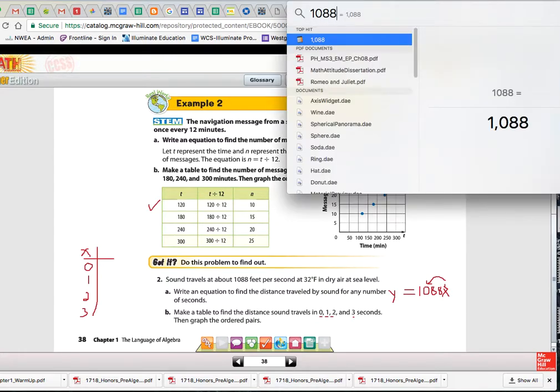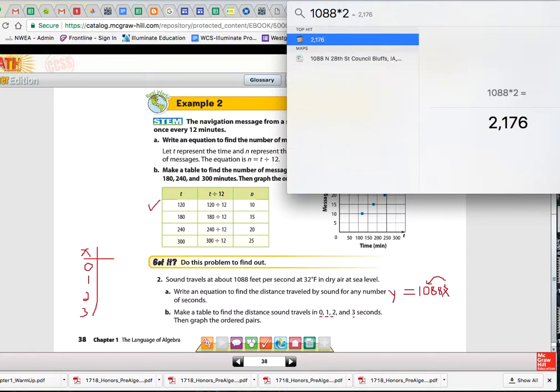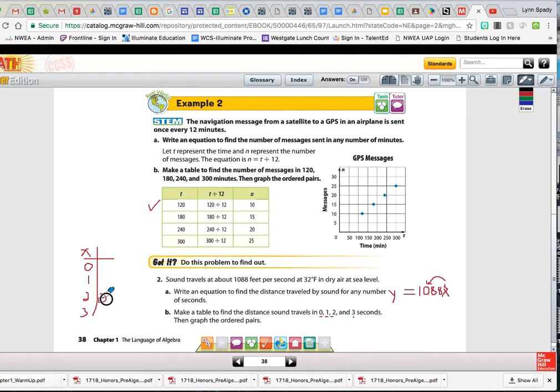1,088 times 0 is 0, times 1 is 1,088, doubled is 2,176. Let's go ahead and fill in these other values here, 0, and then 1,088. And then we're going to add those together to get what's times 3. You could also use a calculator to check, but let's go ahead and add that up. All right, so we've made a table to find the distance.